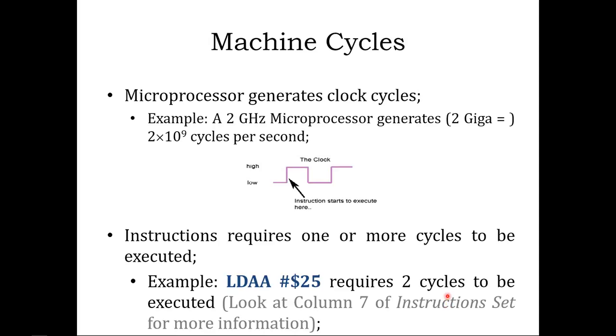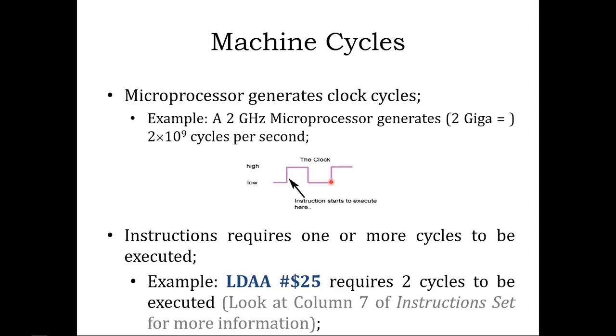So for example, if we have a 2 gigahertz microprocessor, that means it generates 2 times 10 to the 9 cycles per second. Now every cycle is like a pulse. Remember the pulses you have seen in electric circuit class, like different types of pulses. Now this is like a square-shaped pulse. So pretty much starting from here all the way up to here is a full cycle.